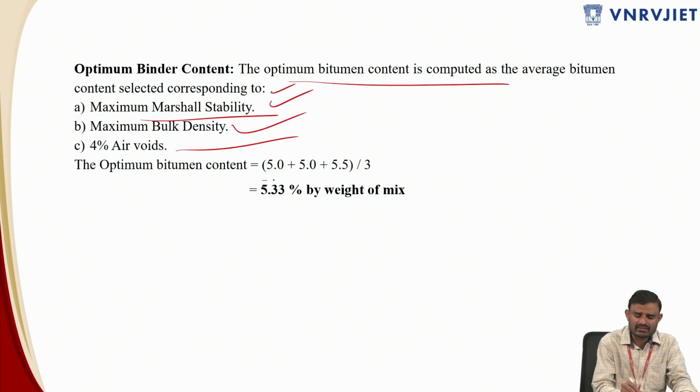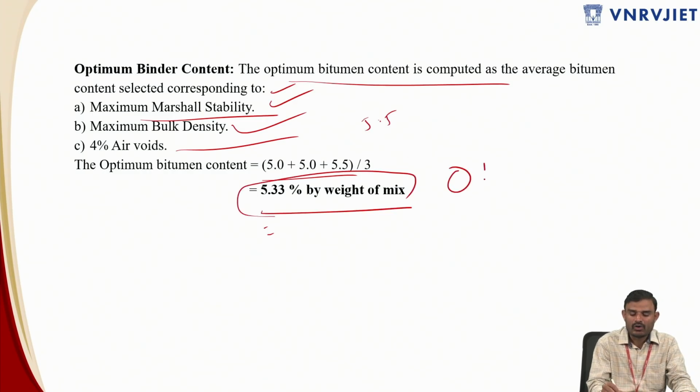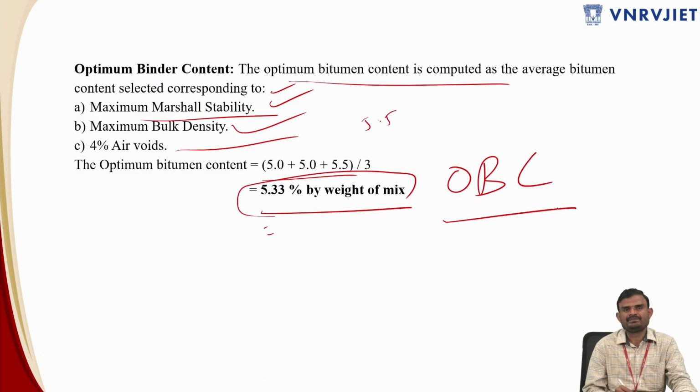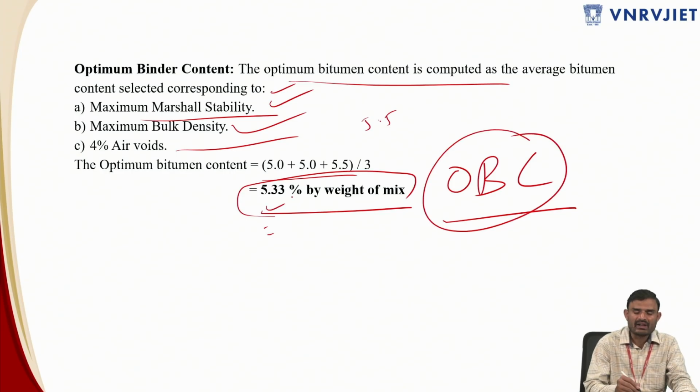So in this condition, this is another calculation, where in the previous one I have taken it as 5.5, like that. So approximations like that you have to do for your testing conditions. 5 plus 5 plus 5.5 divided by 3. So I've got it to be 5.33 as the OBC, optimum binder content. So for the gradation of aggregate you have selected and the type of bitumen you have selected, your optimum binder content is nothing but 5.33.